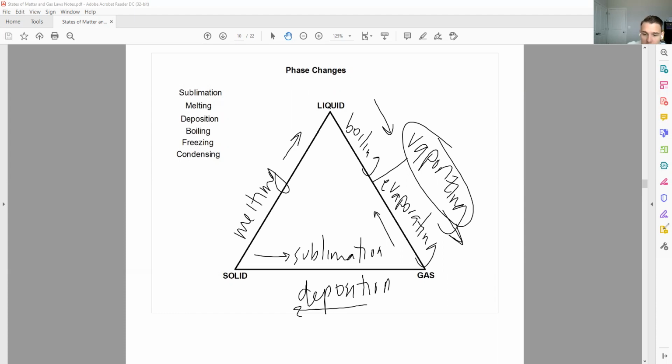Gas to a liquid is condensation, and liquid to a solid is freezing. So that should be nothing new to you. We did phase changes, I believe, at the very beginning of the year.